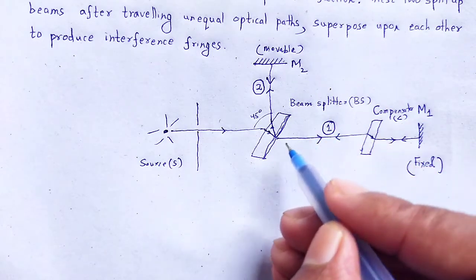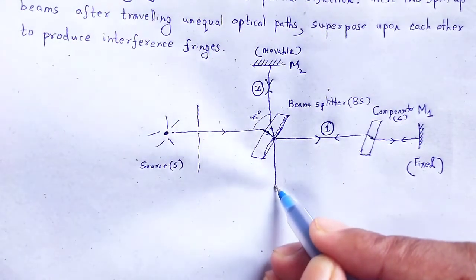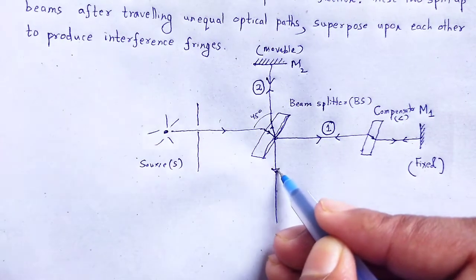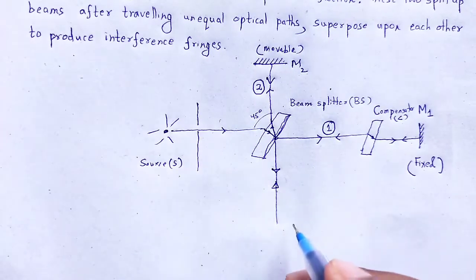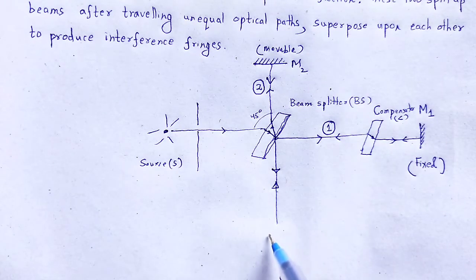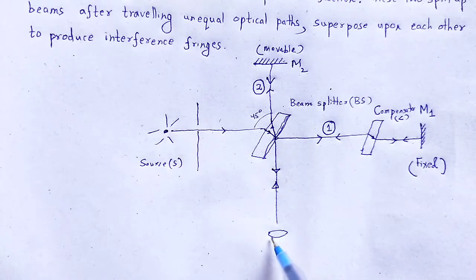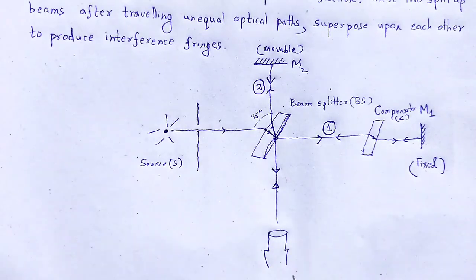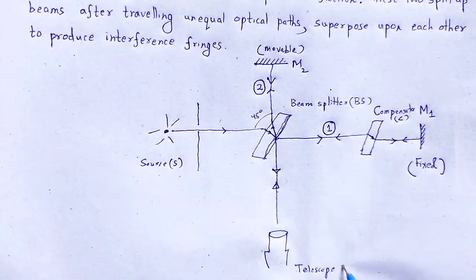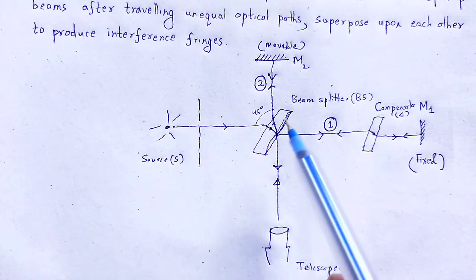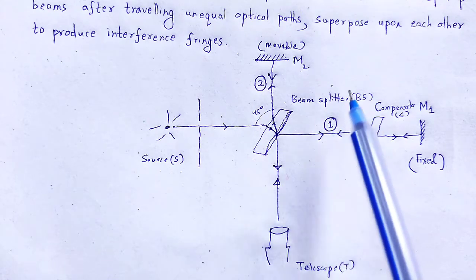And finally, the light waves interfere with each other, and the interference pattern is observed by using a telescope T that is focused at infinity, and a set of parallel rays is used to observe the interference pattern.